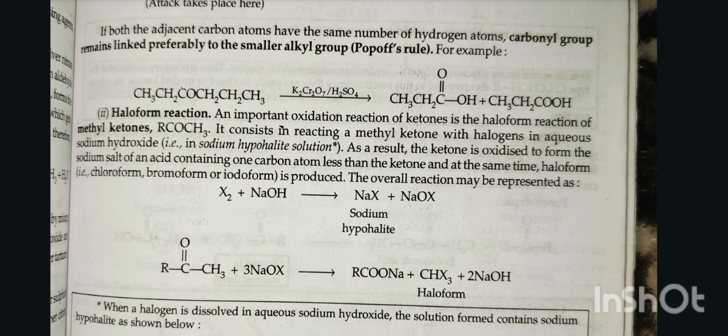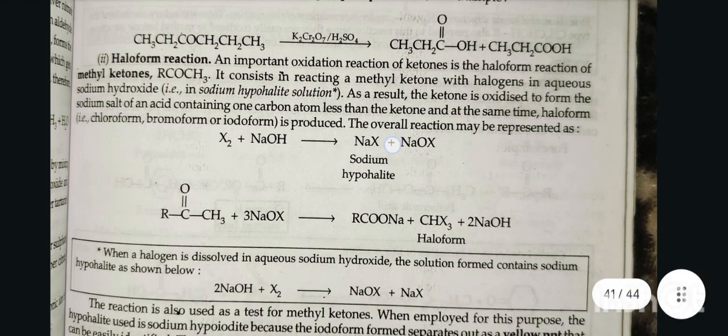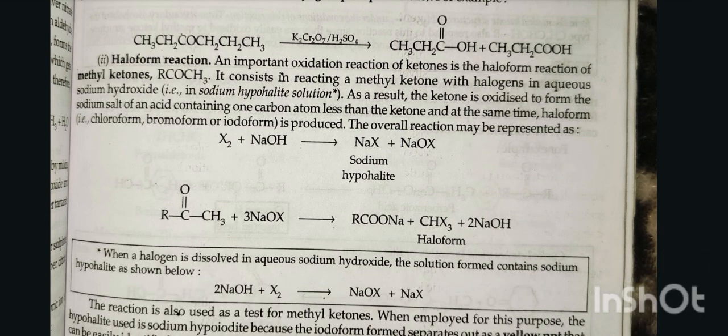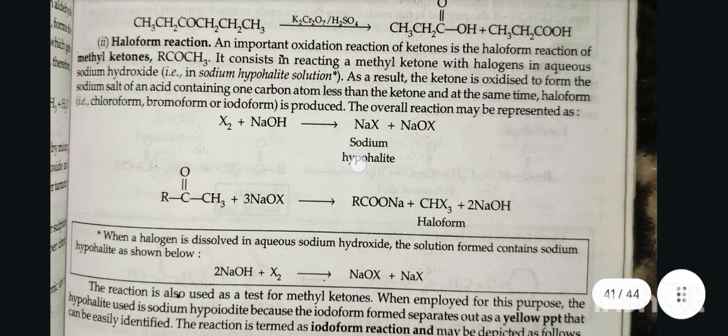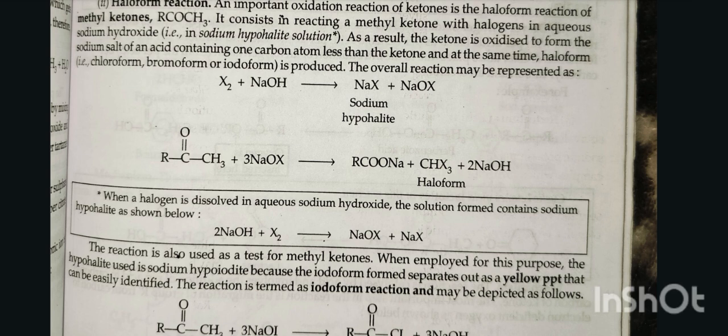Second, haloform reaction. An important oxidation reaction of ketones is the haloform reaction of methyl ketones, RCOCH3. It consists of reacting a methyl ketone with halogen in aqueous sodium hydroxide, that is, sodium hypohalite solution. As a result, the ketone is oxidized to form the sodium salt of an acid containing one carbon atom less than the ketone, and at the same time a haloform (chloroform, bromoform, iodoform) is produced.